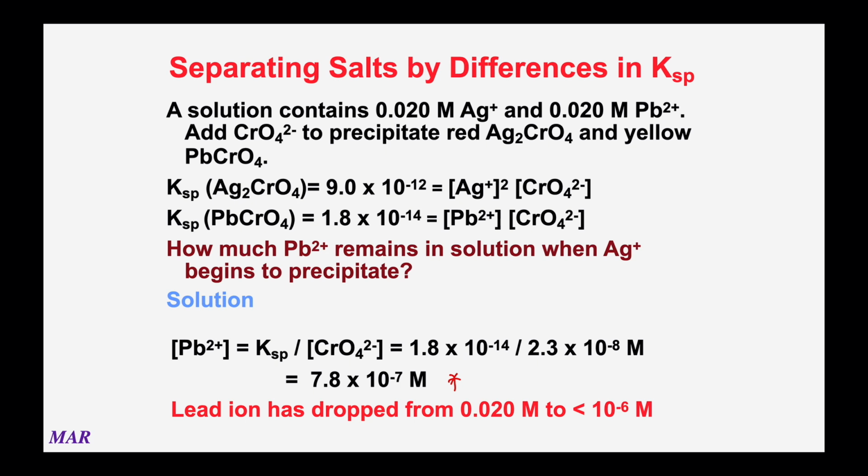So what that means is, if we add 2.3 times 10 to the minus 8th moles per liter chromate, our lead ion, which started at 0.020 moles per liter, went down to a number much less than 10 to the minus 6, all right? It's like 10 times 10 to the minus 7th would be 1 times 10 to the minus 6. So a pretty small amount. And in the chemistry world, that would be separating. Obviously, the concentrations didn't go to 0. That's the joy of equilibrium, but at least it's a lot less than it was.